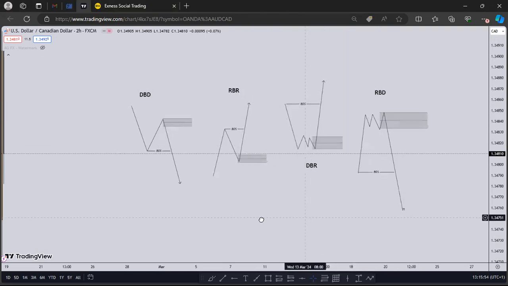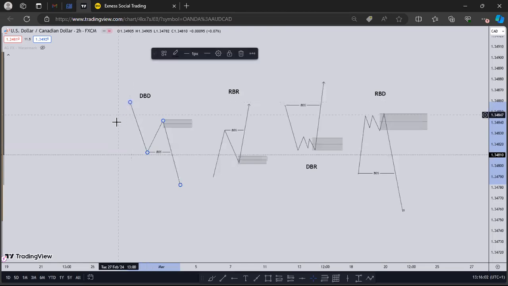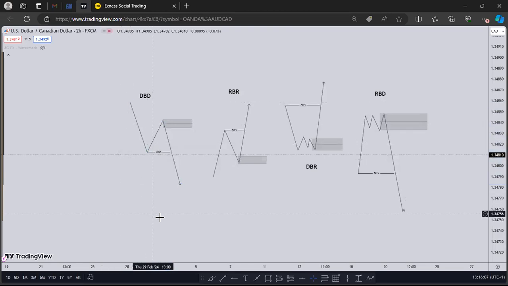So let me explain these four types of supply and demand to you guys. We have the drop-based drop. What does the drop-based drop mean? It means the market is trending to the downside. The structure of the market gives you a clear perspective that it is going all the way to the downside already. So you know where you are going to be taking your trade off of: a supply zone, if the market is going all the way to the downside. So we have the drop-based drop.